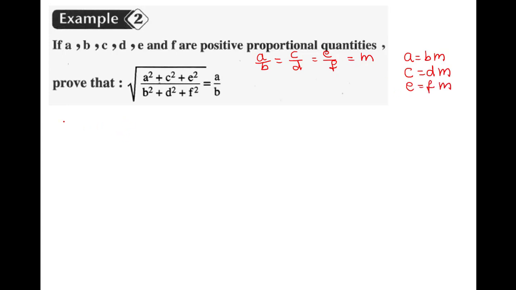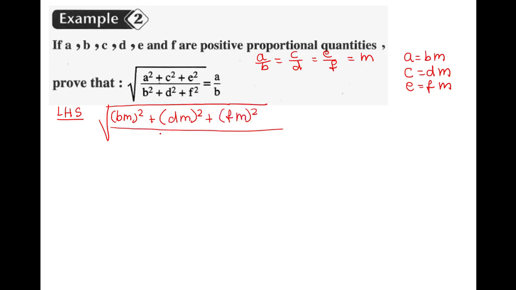Now let's use this. We have here the left-hand side. We have a square root of A squared, which is BM squared, plus C squared, which is DM squared, plus E squared, which is FM squared, over B squared, keep it as it is, plus D squared, plus F squared.